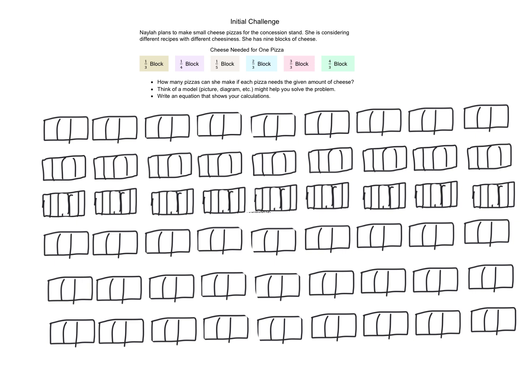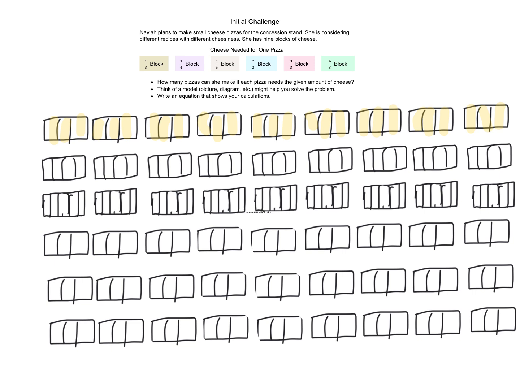So if it was a third of a block, she can make 1, 2, 3, 4, 5, 6, 7, 8, 9, 10, 11, 12, 13, 14, 15, 16, 17, 18, 19, 20, 21, 22, 23, 24, 25, 26, 27 pizzas.